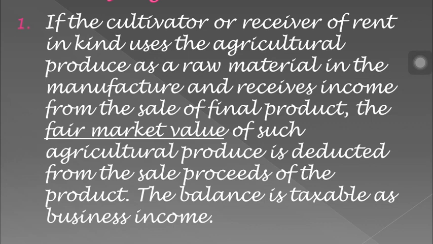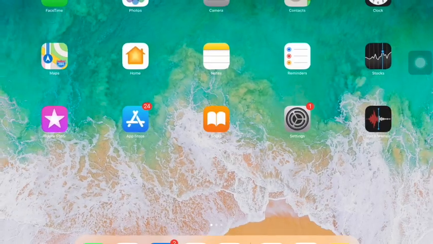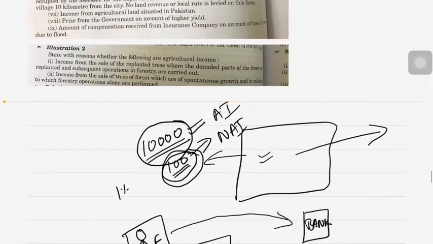Now let's see what is partly agricultural income. If the cultivator or receiver of rent in kind uses agricultural produce as a raw material in the manufacture and receives income from sale of the final product, the market value of such agricultural produce is deducted from the sale proceeds of the product. The balance is taxable as business income. Example, sugar and sugarcane. Now let me explain this.